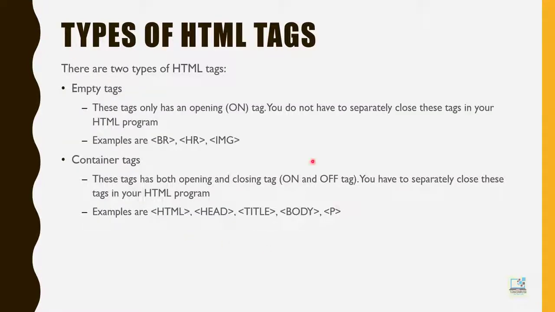Types of HTML tags. There are two types of HTML tags. First is empty tag, second is container tag. So what is empty tag? These tags only has an opening tag. You do not have to separately close these tags in your HTML program. Examples are BR, HR and image tag. Container tags. These tags has both opening and closing tags, means on and off tag. You have to separately close these tags in your HTML program. Examples are HTML, head, title, body and paragraph tag.